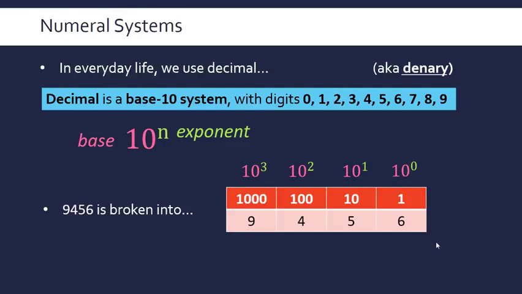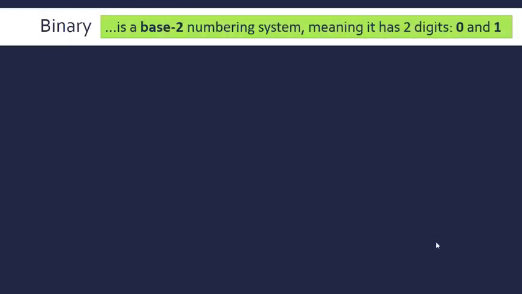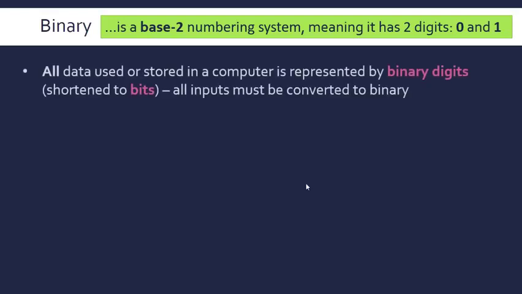So this is important when we talk about binary, because binary is a base 2 system, meaning it's got only 2 digits, 0 and 1. So all data used or stored in a computer is represented by binary digits shortened to bits. So a bit is either 0 or 1. And all inputs to the computer have to be converted to binary to be used, to be executed, or to be processed. That's why the following videos are all about representing different types of data in binary.